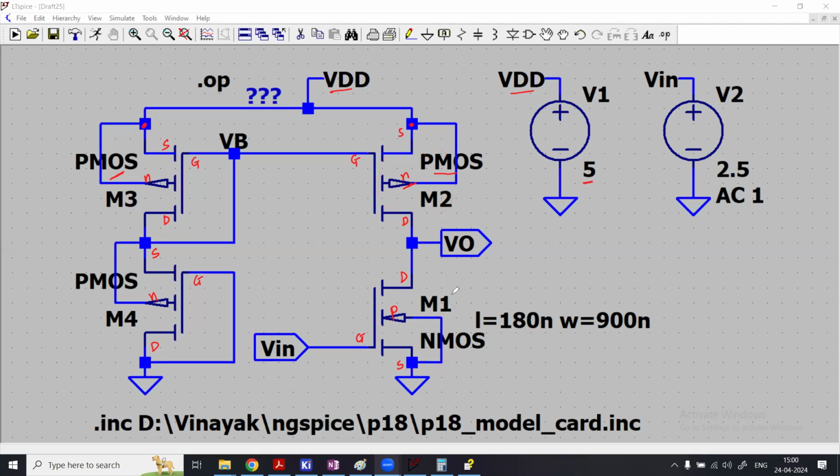Now, M1 and M2 are the main transistors. We would say M1 is an amplifying device. On the gate pin of M1, we are going to apply the input voltage Vin, and the output is taken from the common drain pins of M1 and M2. So from the drain pins of it, and here also the drain pin.